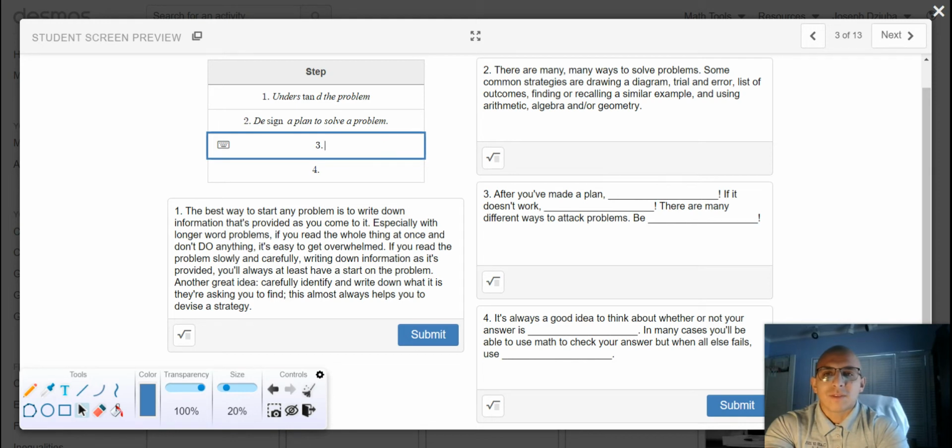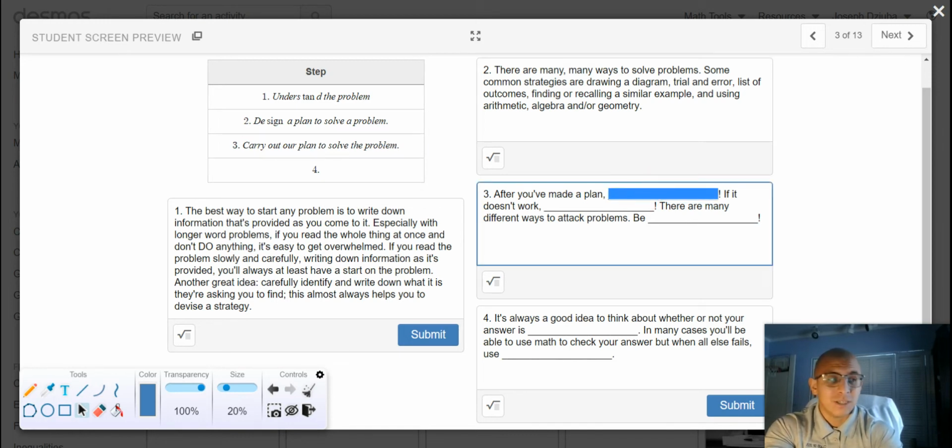Right. So after we understand the problem and design a plan to solve the problem, this is usually the most difficult task for many people. You need to carry out your plan to solve the problem. The only way you're going to figure out if something works is if you do it. So try it out. If it doesn't work, try something else. Be resilient. There are many different ways to attack problems.